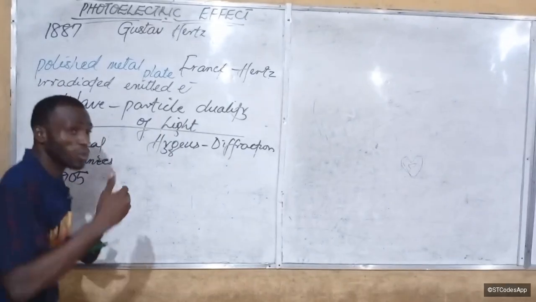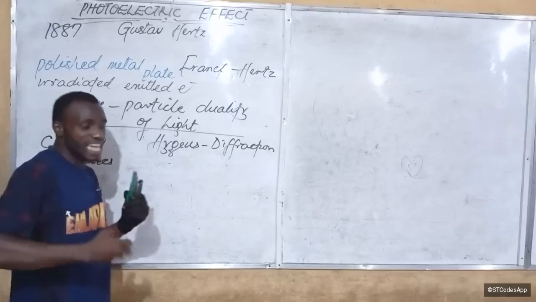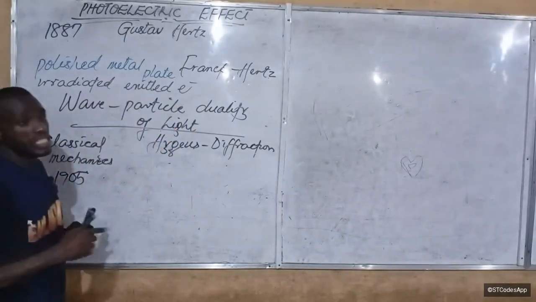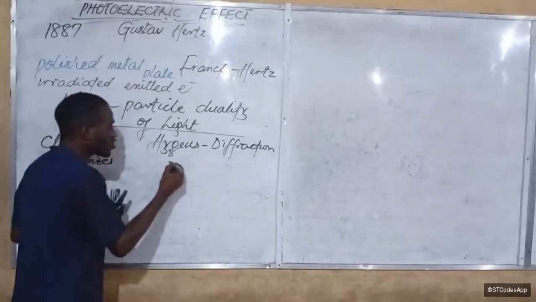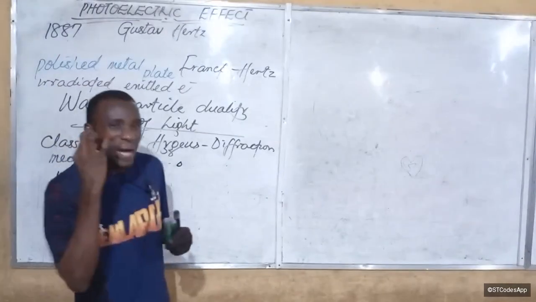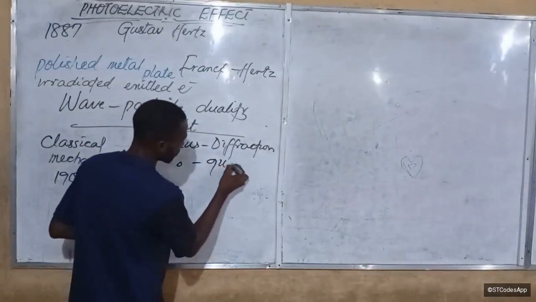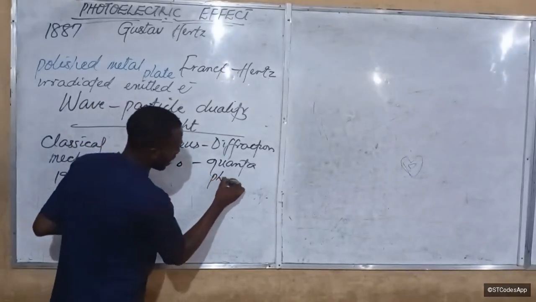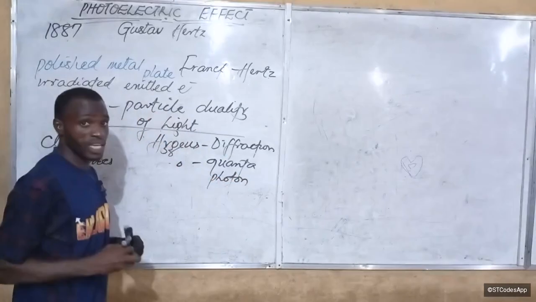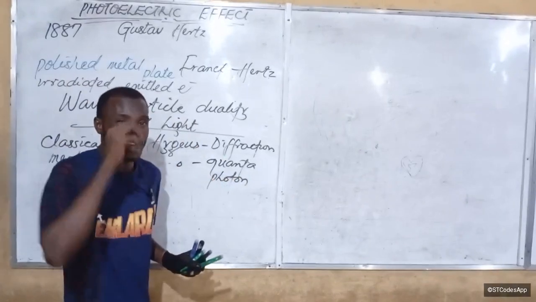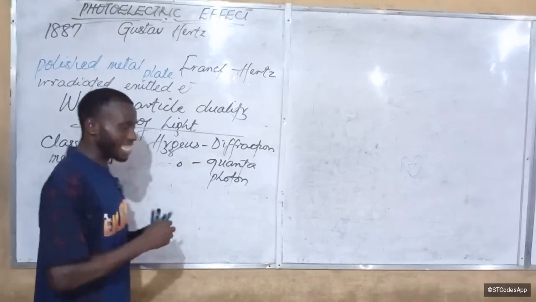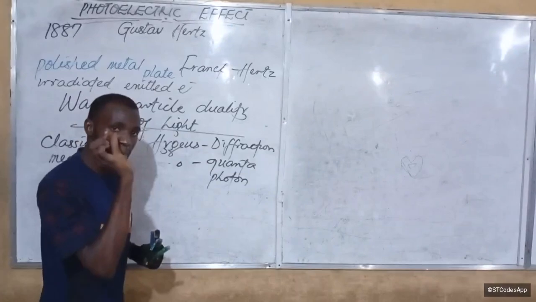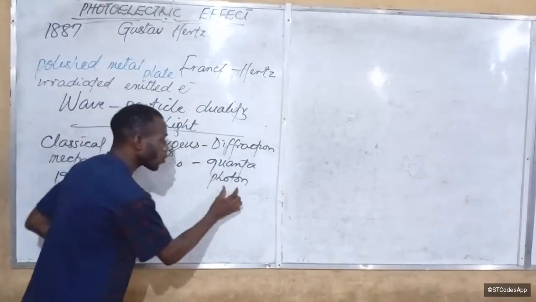So it means that not all frequencies led to the emission of electrons. In that way, he was able to prove that light travels in small packets called quanta. This was what he called them, and now we know them as photons. Is that okay? Those are small packets of energy, and they are massless. Massless packets of energy in which light travels. Is that okay?